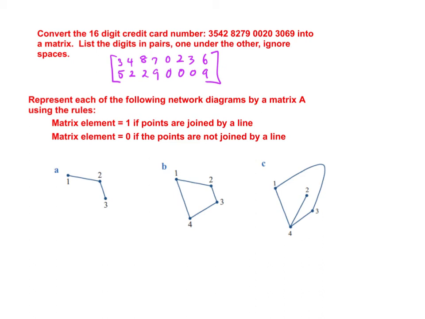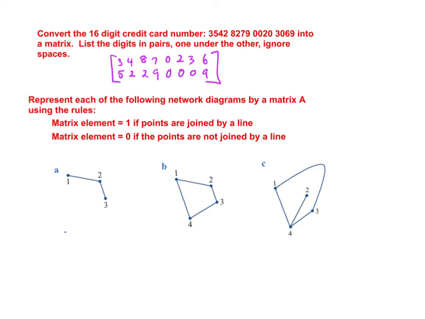Then down here we've got to represent each of the following network diagrams. A network diagram is like here where we've got some points and some lines in between. It could represent towns and roads in between. It could represent heaps of things, like someone communicating with someone else. It's just a diagram that we use. What they want you to do is change this diagram into a matrix. If there's a line between the 2 points, put a 1. If there is no line, put a 0. So we'll do that here.